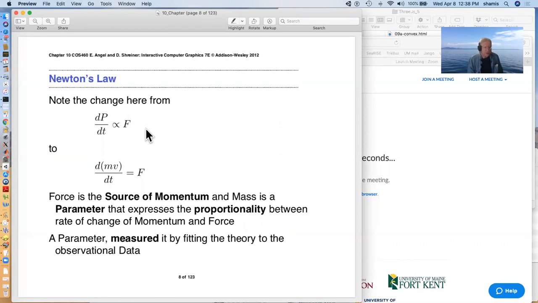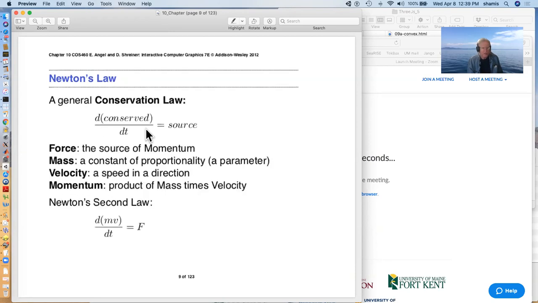For those of you interested in the physics things here, mass is a parameter that expresses the proportionality between the rate of change of momentum and the force. And as a parameter, we often measure it by fitting a theory to observational data. This is how balance scales work and spring-based scales and everything. They're a model. We observe the displacement of it, and from that we measure the mass.